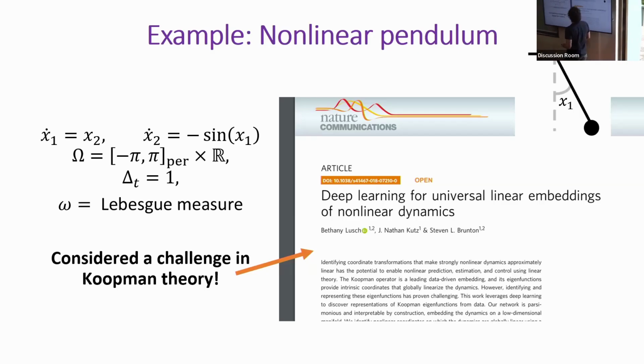Let me keep track of things. My state space is just angle times, I guess you call it momentum. I'm not a physicist, so x2. So x1 and x2 live inside this space. I'm going to solve this system with a time step 1 and collect data, and I'm going to look at the Lebesgue measure on this space. It's a Hamiltonian system, so it preserves this measure.